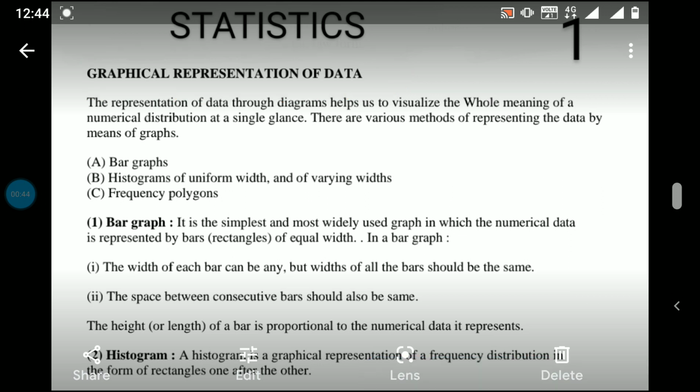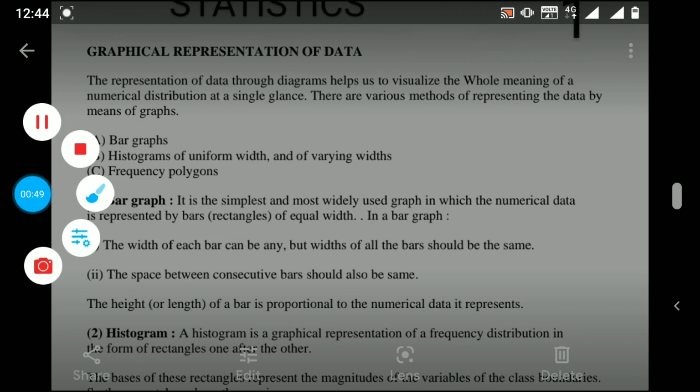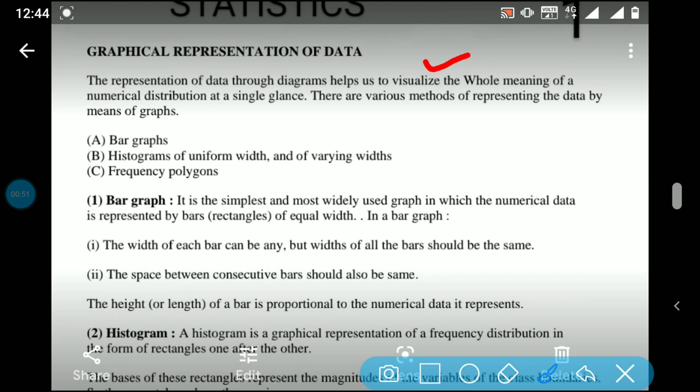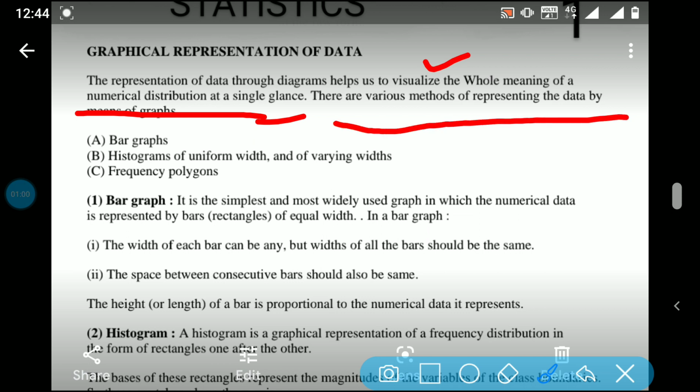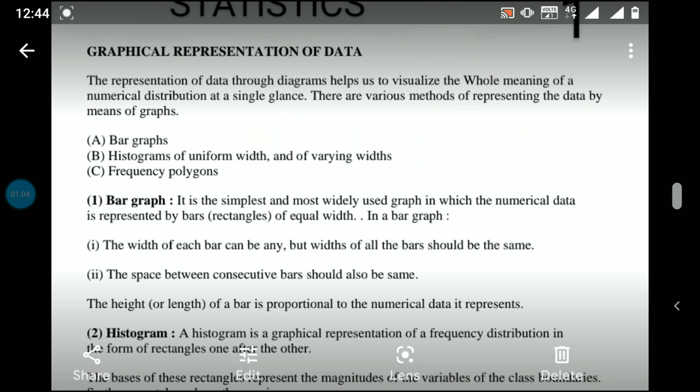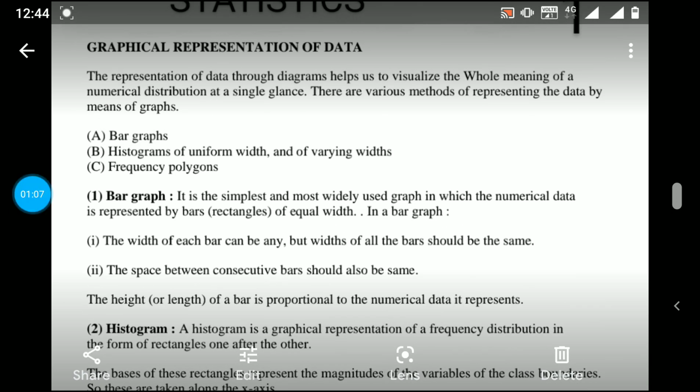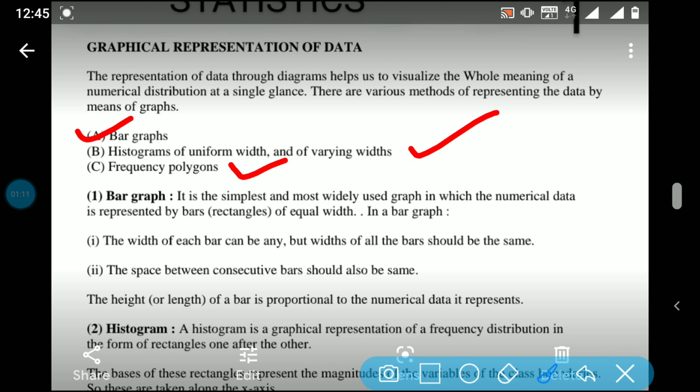So there are three parts. The representation of data through diagrams helps us to visualize the whole meaning of a numerical distribution at a single glance. There are various methods of representing the data, and the methods are given. Number one, bar graph. Number two, histogram, and number three, frequency polygon. So first of all, you have to see what these topics are.